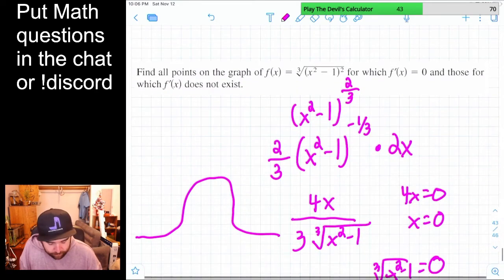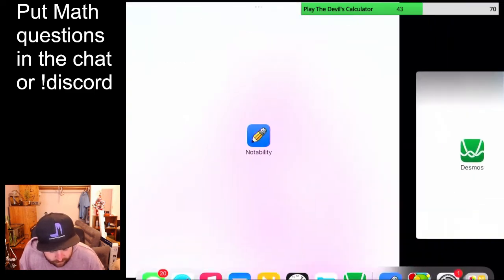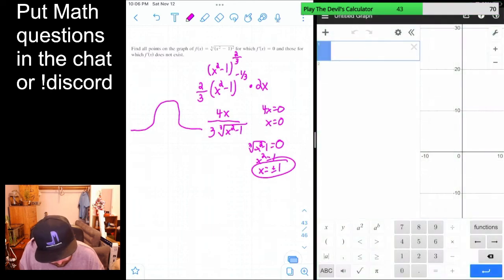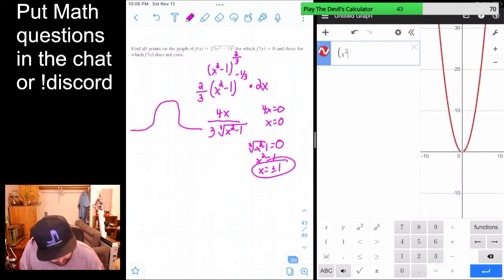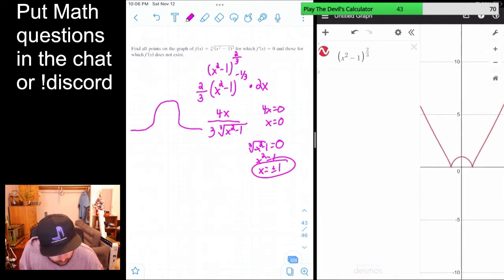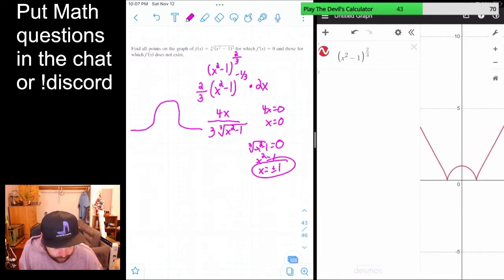We've done the problem, but I'm curious. Let's look at this on Desmos, what this is going to look like. I'm just going to do it how we rewrote it. x squared minus 1 raised to the 2/3. Oh no. I was way off.